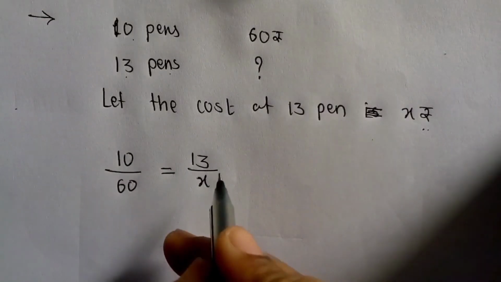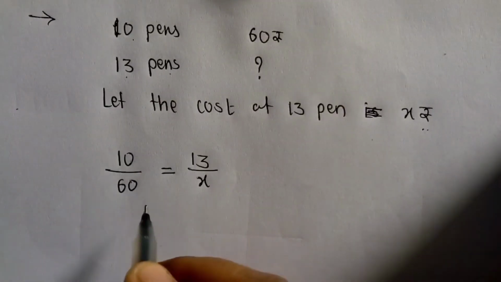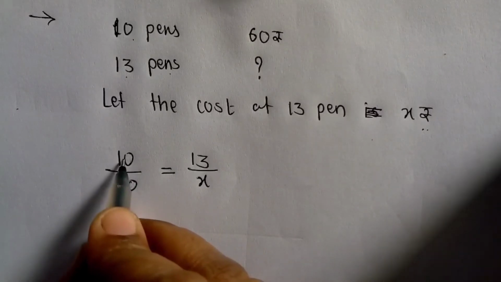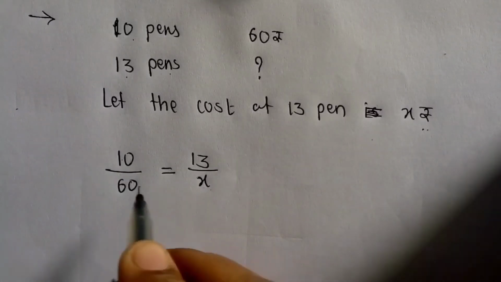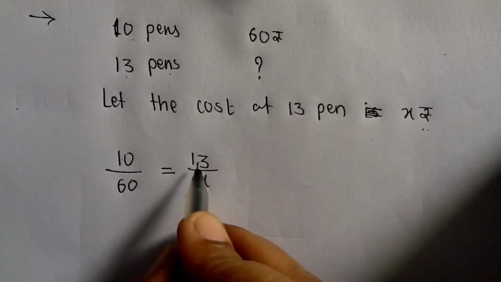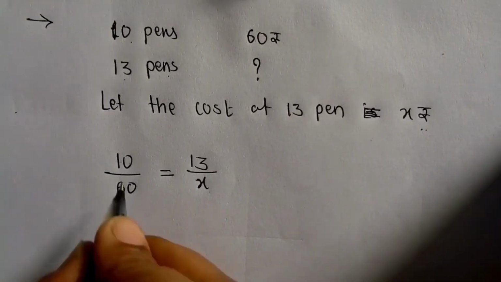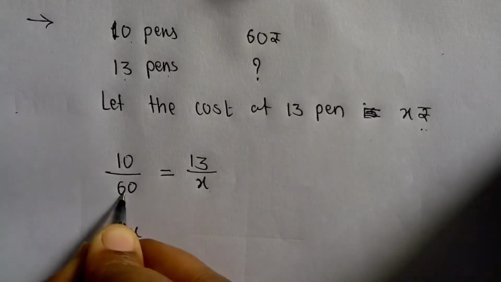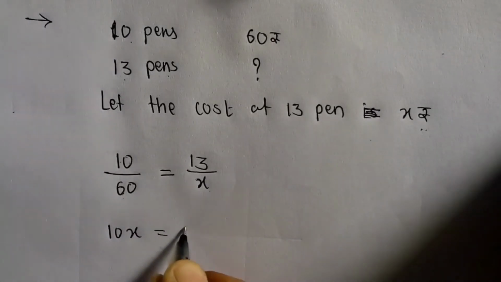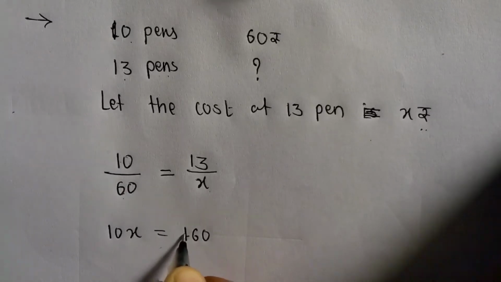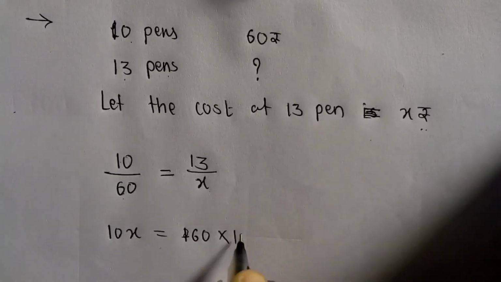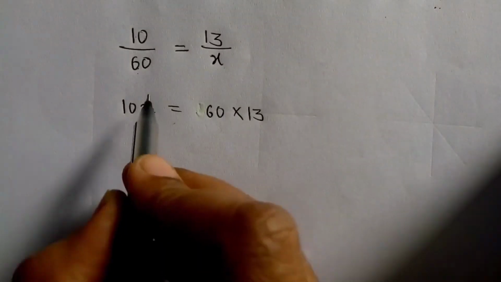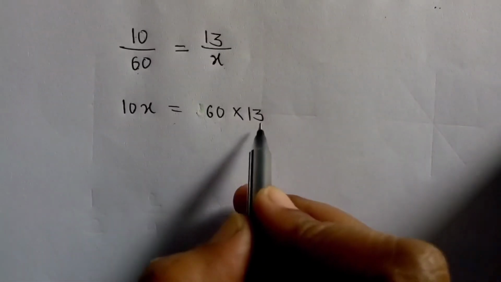Now we will solve it. So what is the best way to solve such an expression? We have to do cross multiplication. Means we will multiply this 10 by this X and this 60 by this 13. So 10 multiplied by X will be 10X, and 60 multiplied by 13, it will be 60 into 13. So what is our equation here? 10x is equal to 60 multiplied by 13.